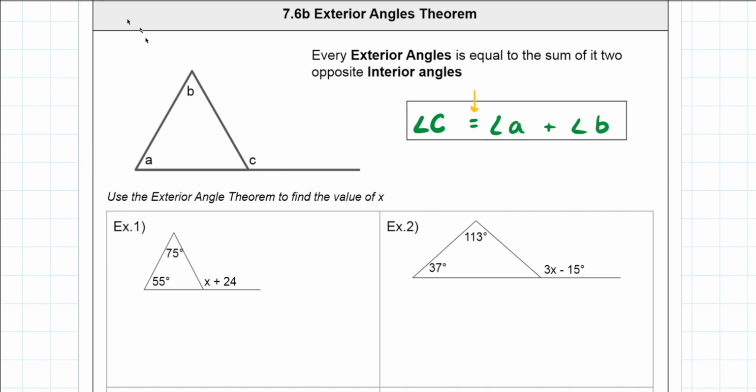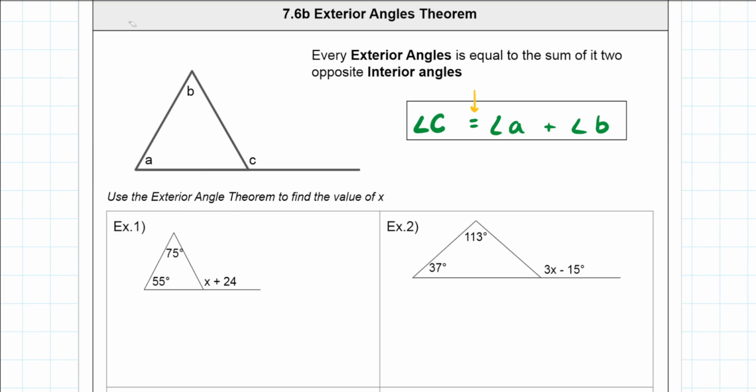Second thing you want to notice is that this third angle here, let's call it angle D, is completely ignored. It's not part of the theorem. So don't use it when you're trying to use the theorem, all right? Ignore it. Opposite interior means the ones that are farthest away from that exterior angle. Okay, let's dive in.